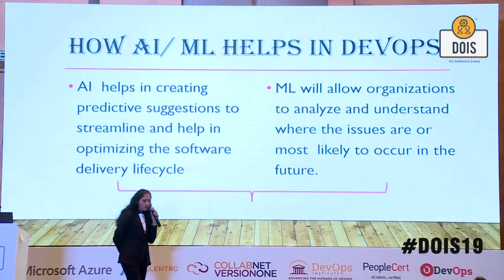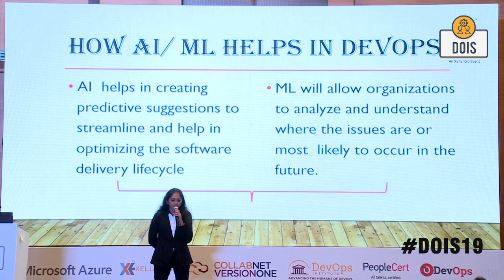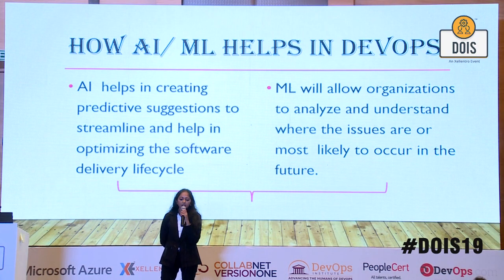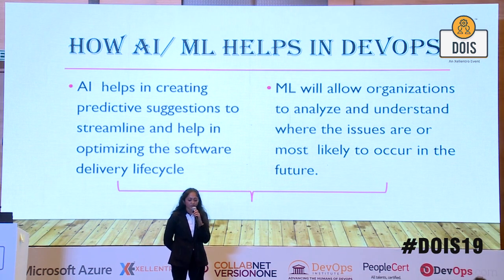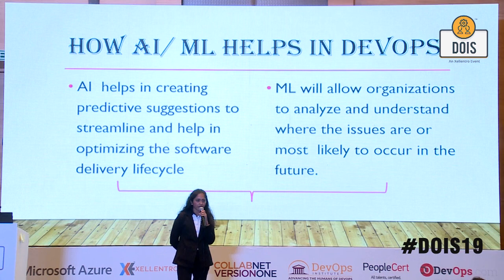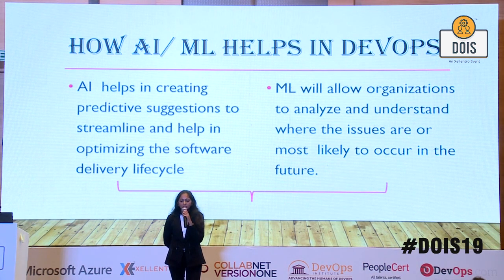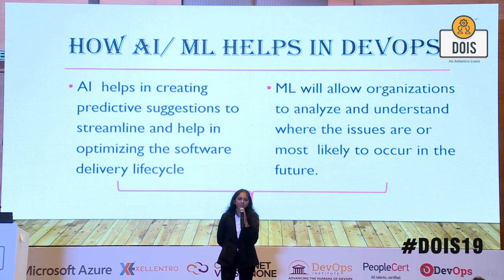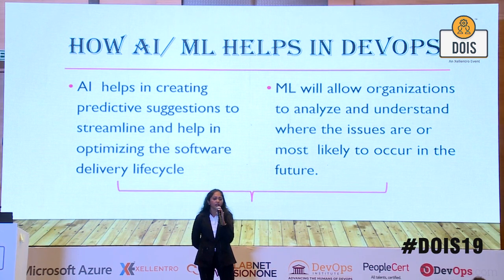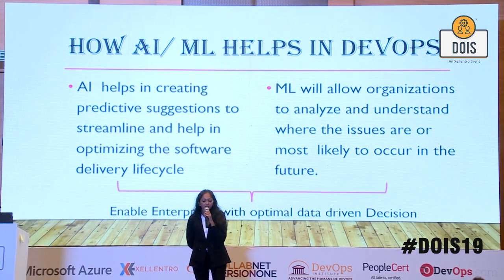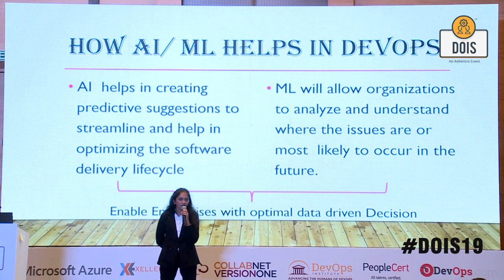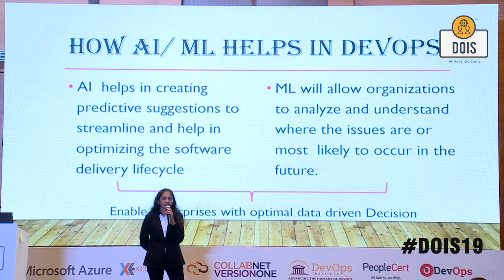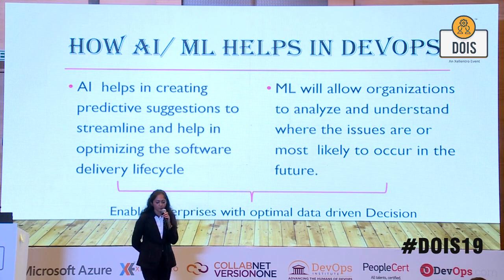So let's see how AI and ML help in DevOps. As we all know, AI helps in creating predictive suggestions to streamline and optimize the software delivery lifecycle, right? Any doubts? No, right? ML allows organizations to analyze and understand where issues are likely to occur. Basically, it identifies the issues. The core expectation of AI and ML is to enable enterprises with optimal data-driven decisions that are aligned to their business strategies and goals.